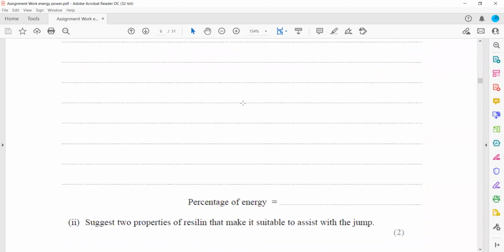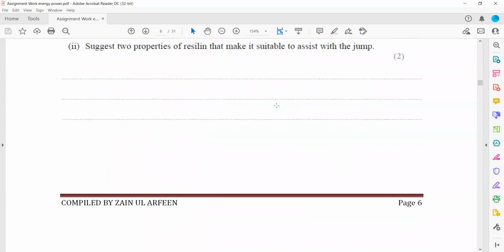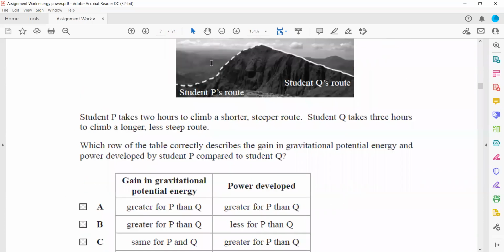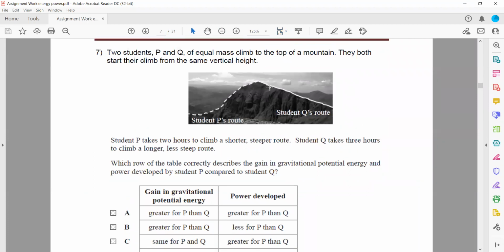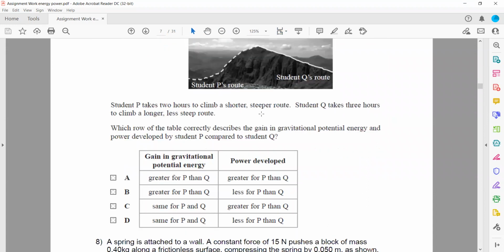The next part is actually related to the materials topic that we will discuss later. That's fluids and materials, the next topic. So two students, P and Q, who have the same mass, climb a mountain. They both start at the same vertical height. Student P took 2 hours to climb a shorter and steeper route, whereas student Q took 3 hours to climb a longer and less steep route. Which row describes the gain in potential energy?